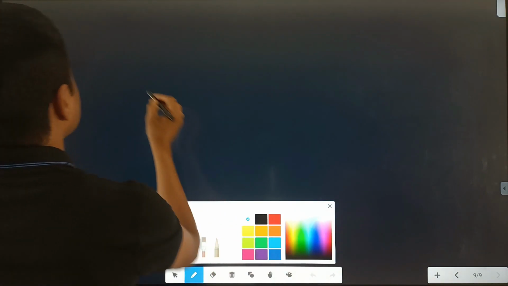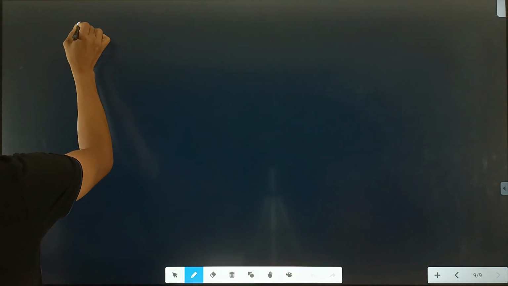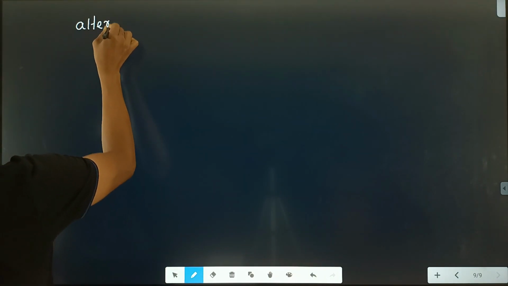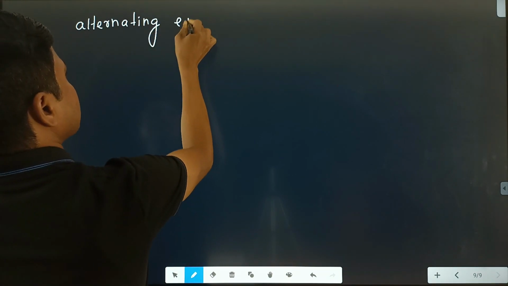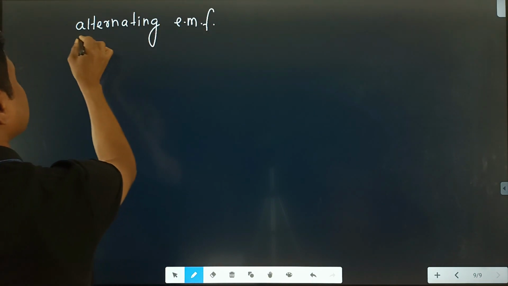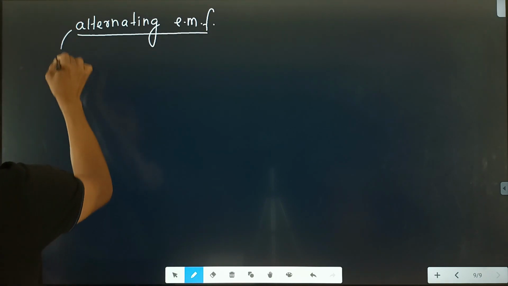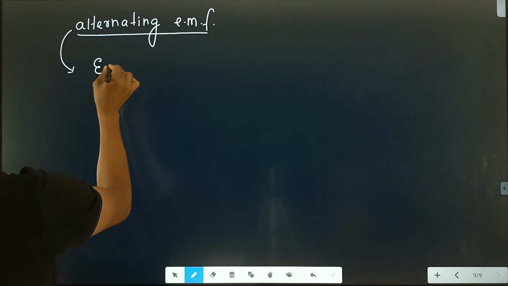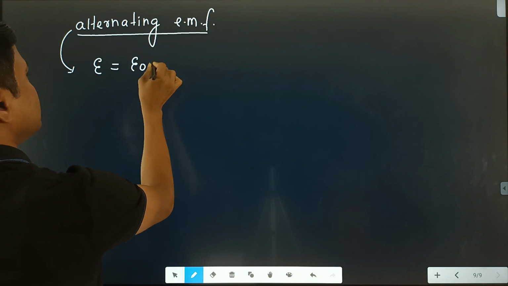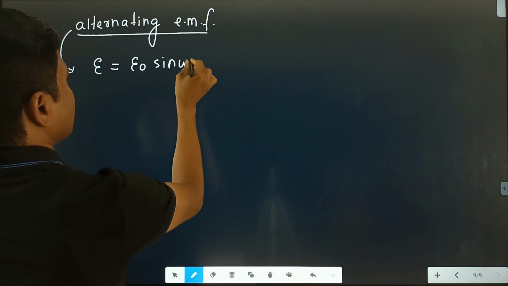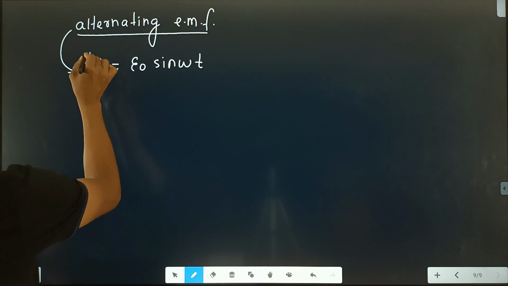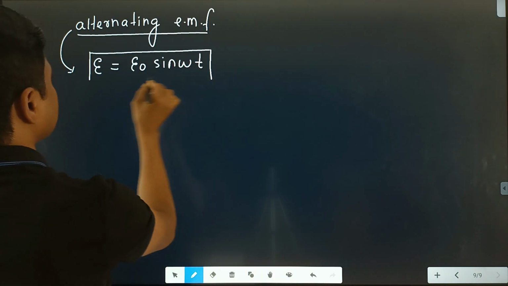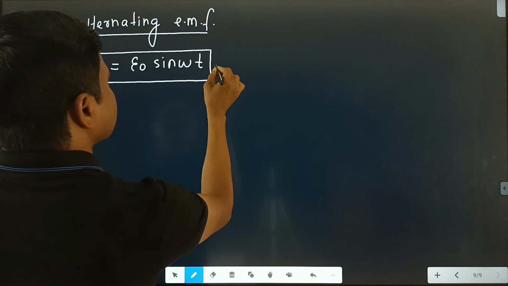And the equation for alternating EMF in this case is E is equal to E0 sine omega t. Clear? This is the equation of alternating EMF, in sine form.